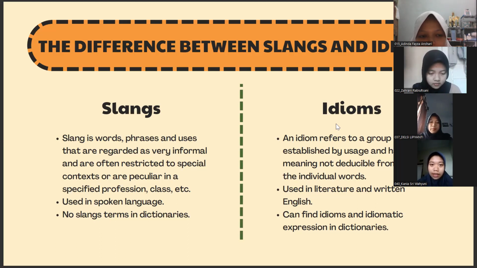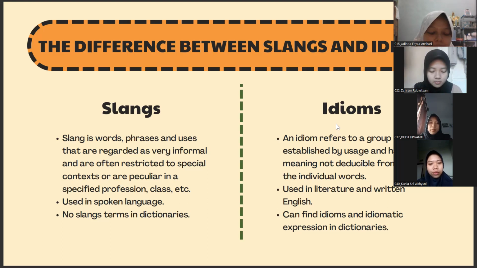And on the other hand, an idiom refers to a group of words established by usage and having a meaning not deducible from those of the individual words. And idioms are often used in literature and written English, but on the other hand, slang is often used in spoken language, but very little in written language. This is also an important difference between idiom and slang.